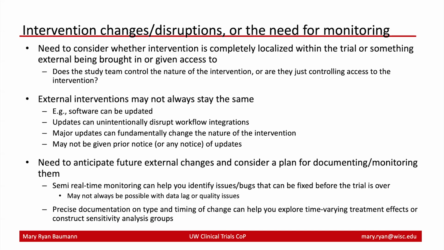On top of this, you might have intervention changes or disruptions, depending on what your intervention actually is. So really consider whether your intervention is something that's completely localized within the trial, or something that's external, being brought in or given access to. So do you as the study team control the nature of the intervention? Is it static, or are you just controlling access to a third-party tool? Because external interventions may not always stay the same.